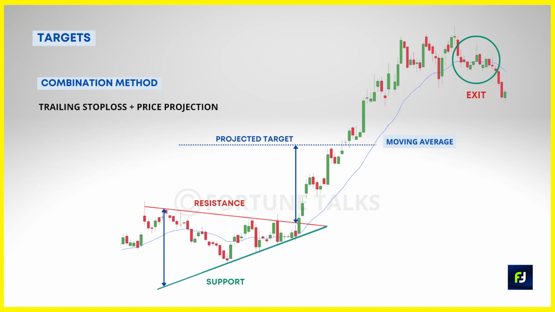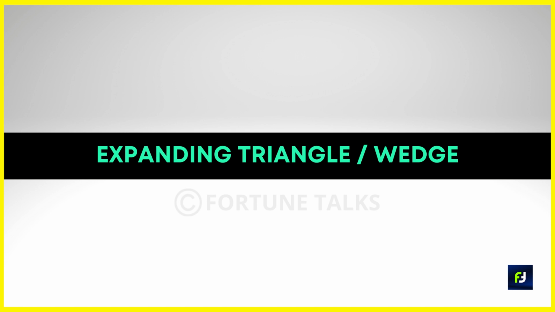A more robust technique is if you make a trailing stop loss and price projection combo. That is, you combine both these techniques. This means if the market moves in your favor, but it has not reached your price projection level, you can use the moving average to lock in your profits. So even if there is a sudden reversal, you still protect what you have and do not give everything back to the market. Moving on to the second category of neutral patterns.